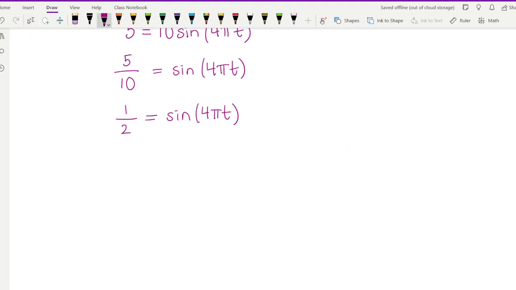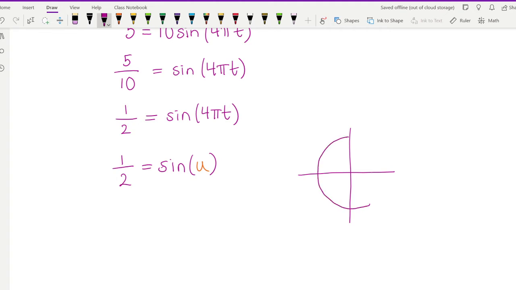But yeah, what would we do here? Well, where it says 4 pi t, we can replace that with a different letter and solve it as a normal trig equation and then see what adjustments we need to make at the end. So typically people will use the letter u or w. Let's use u because w already has another meaning in these problems. Okay, so 1/2 is equal to sine of u. So we want to figure out what are the angles that would make this true. What are the angles where sine of that angle is equal to 1/2?